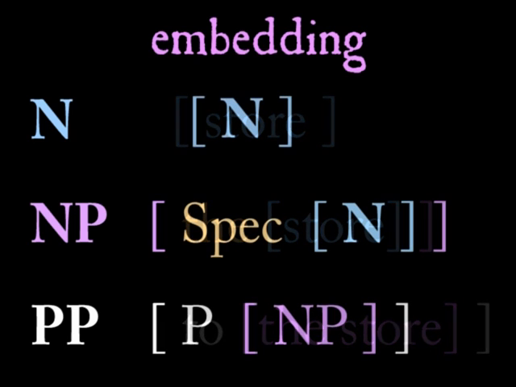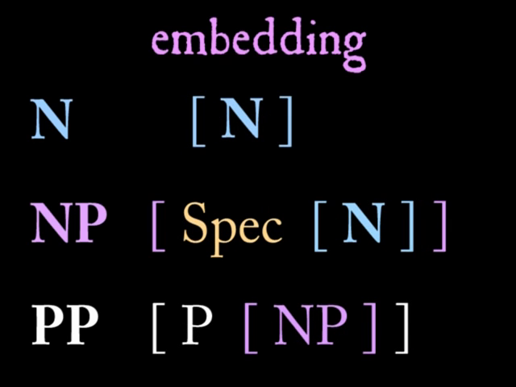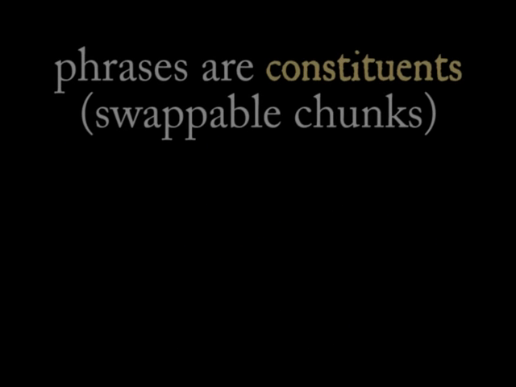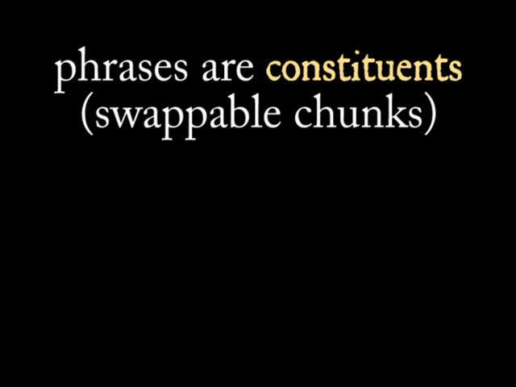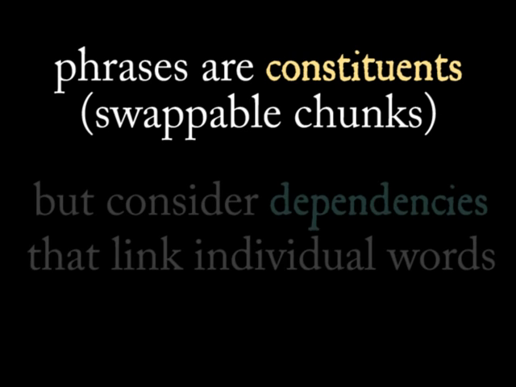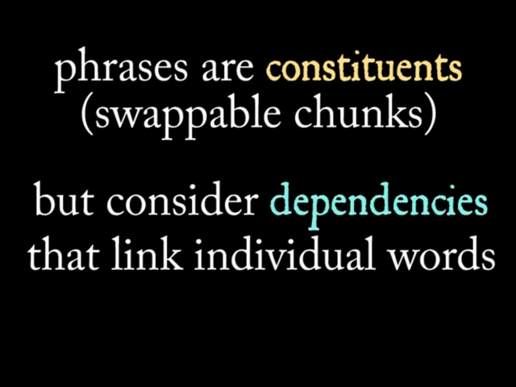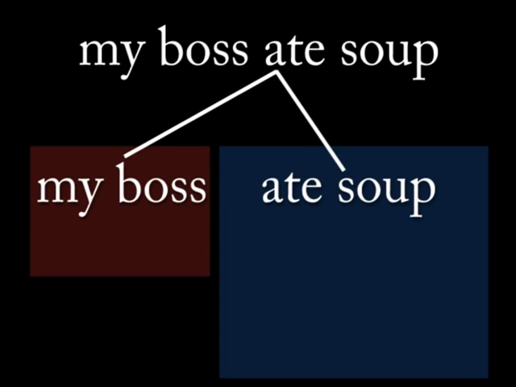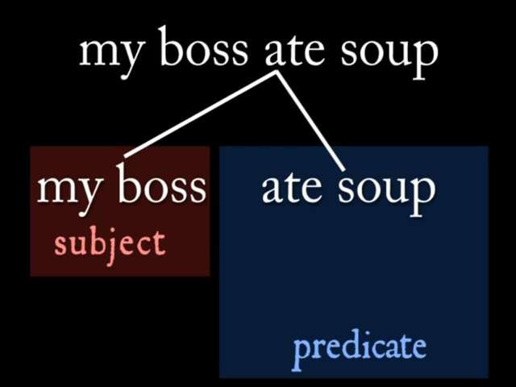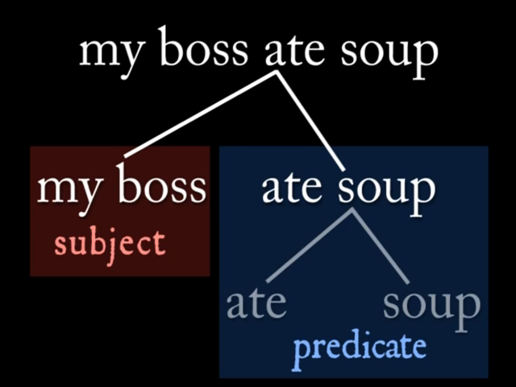We focused entirely on phrases, but there's a competing model of basic sentence structure. Instead of looking for unit chunks of language, phrases, we can consider how words depend on each other instead. A simple phrase analysis of "my boss ate soup" begins by breaking the sentence into a subject-noun phrase, my boss, and a predicate-verb phrase, ate soup, where the predicate breaks down further into head verb and the verb's object.